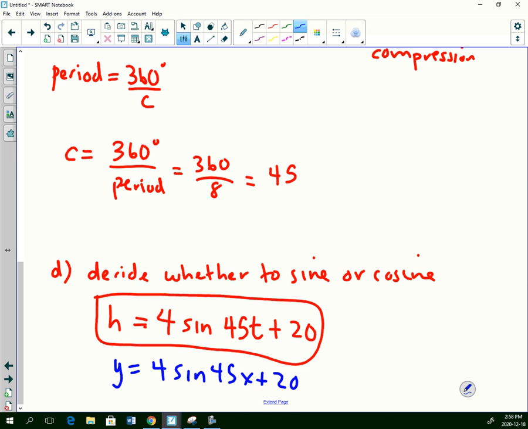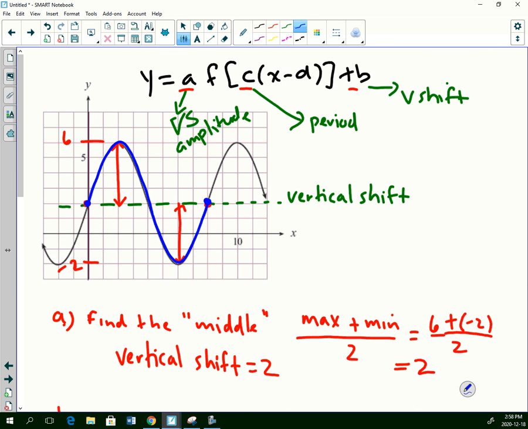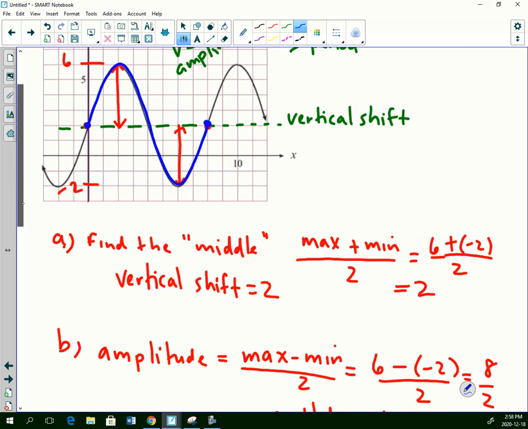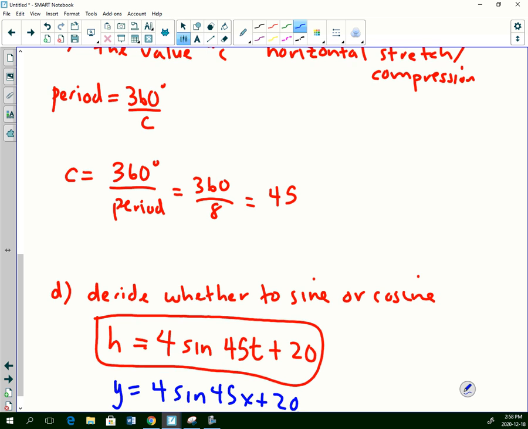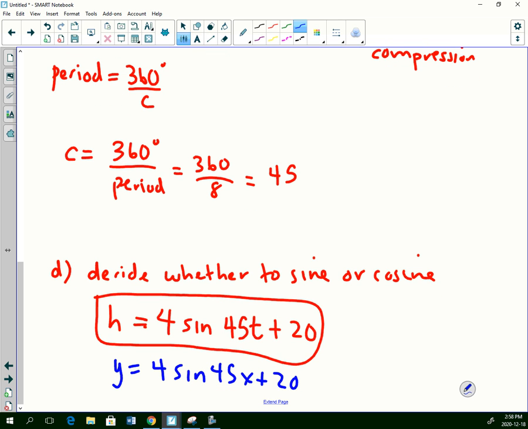So that was, oh, I'm sorry, I'm using the wrong numbers here. I was looking at the previous graph. So my middle is at 2, sorry, not 20. This is at 2. Okay, the middle was at 2. So the middle was at 2, the vertical amplitude was 4, and the value of C is 45. Okay?